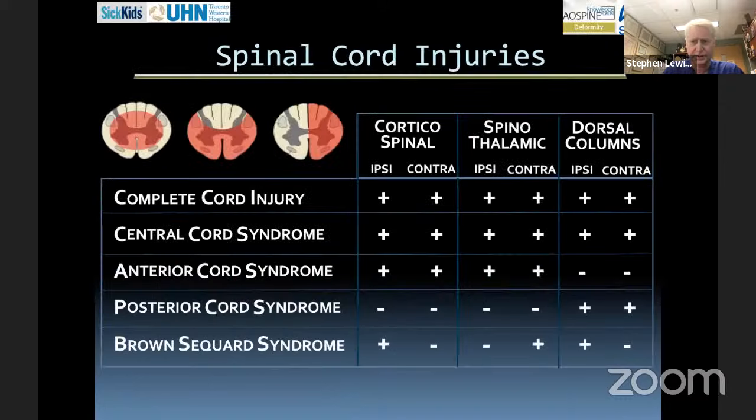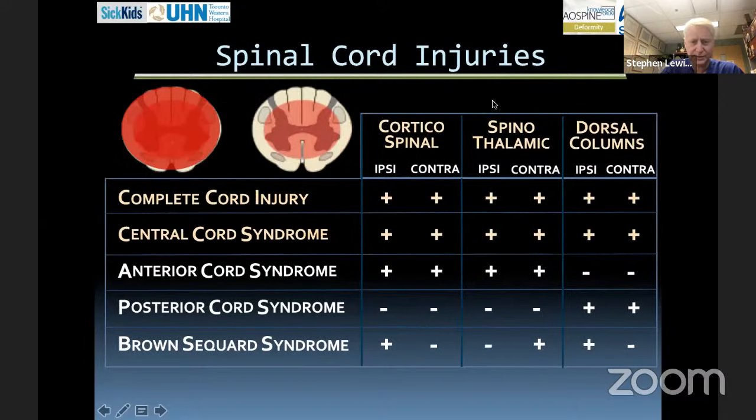So let's go over some of the patterns of spinal cord injuries, which I think is really the important part to understand. Everybody knows there are well-described injury patterns that we see in the spinal cord. There's complete cord, central cord, anterior cord, and posterior cord. So we'll go over some of these. So the complete cord, you're going to lose your corticospinal, your spinothalamic, and your dorsal columns. That'll be bilateral. The central cord, you're going to have changes in all three of these as well.